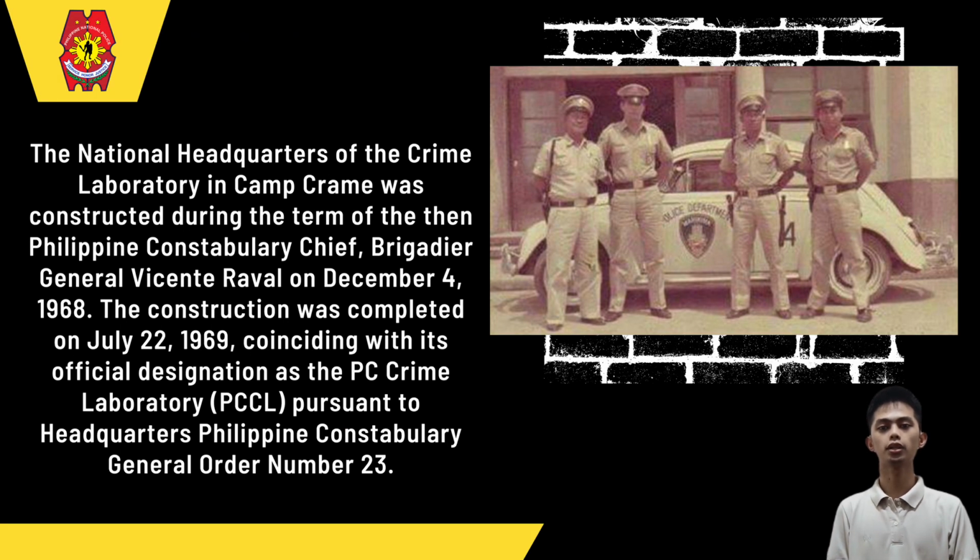The national headquarters of the crime laboratory in Camp Crame was constructed during the term of the then Philippine Constabulary Chief Brigadier General Vicente Rabal on December 4, 1968. The construction was completed on July 22, 1969, coinciding with its official designation as the PC Crime Laboratory, pursuant to Headquarters Philippines Constabulary General Order Number 23.